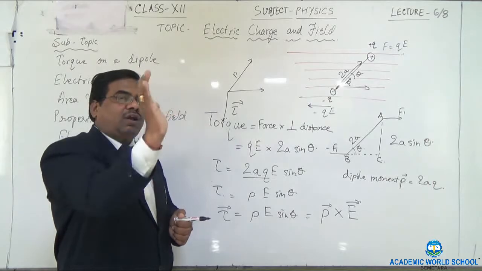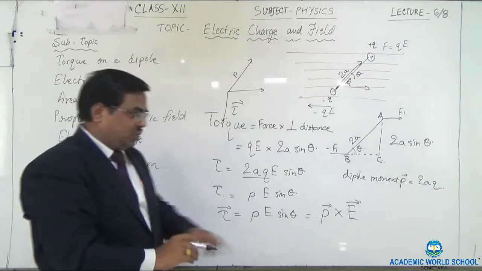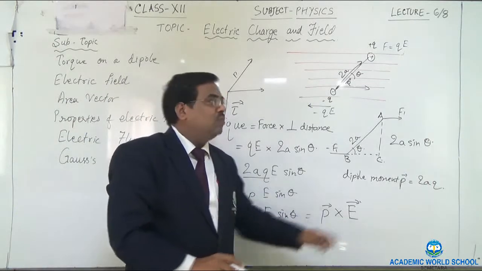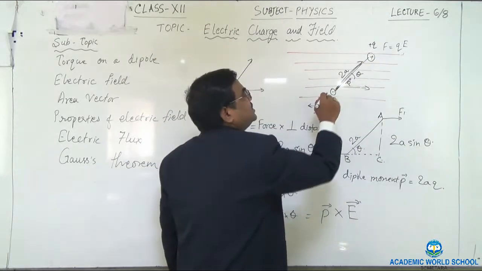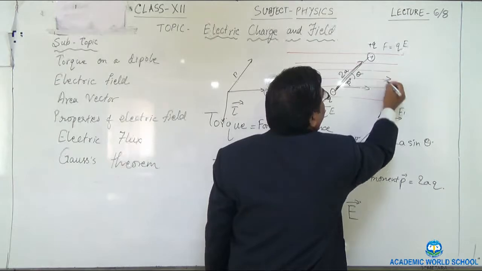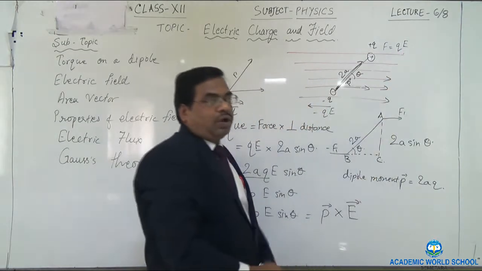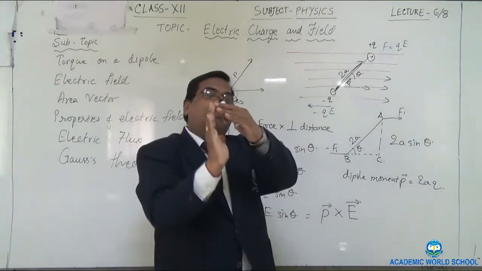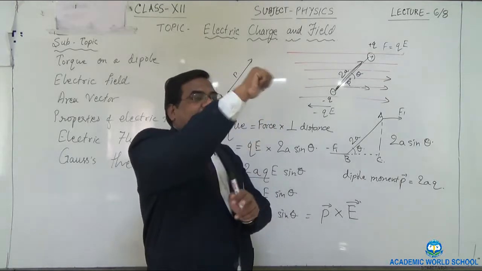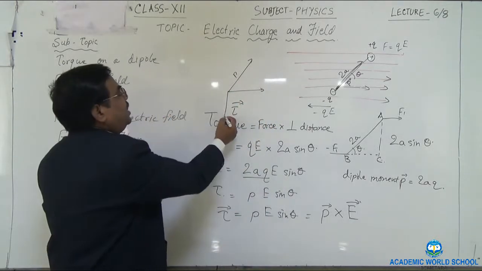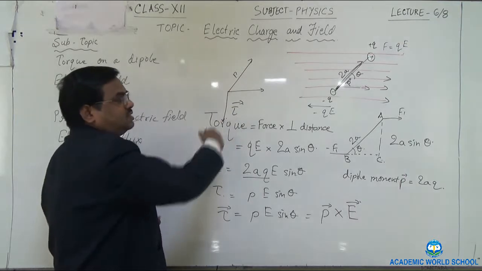You curl your hand in the direction of P, then E. So where is the P vector? P is this one. And where is the E vector? E is the red line. Okay. So when you curl your finger from P to E, where is your thumb pointing? Inside. That's why I have taken it as the minus z axis.